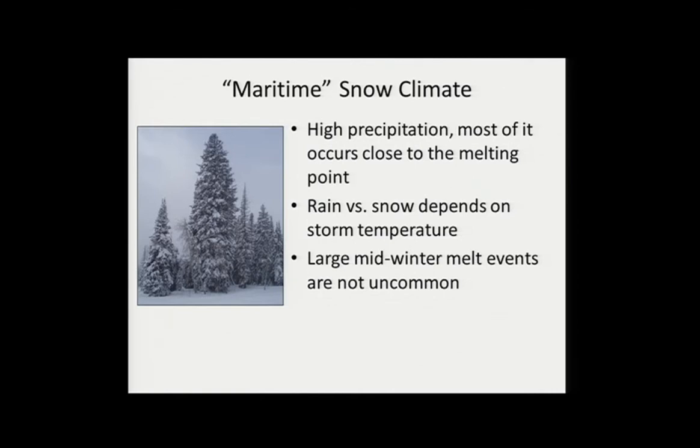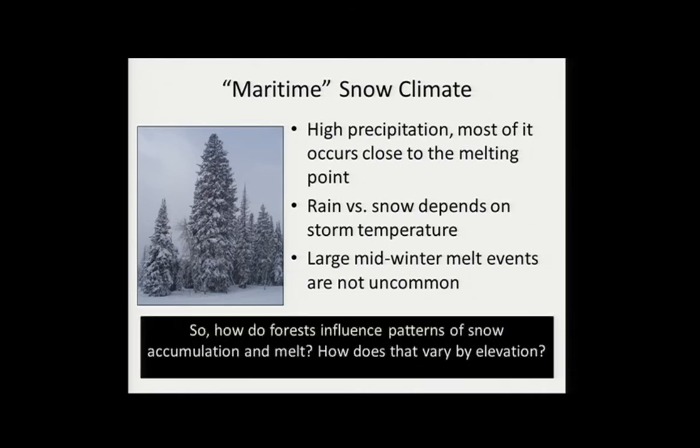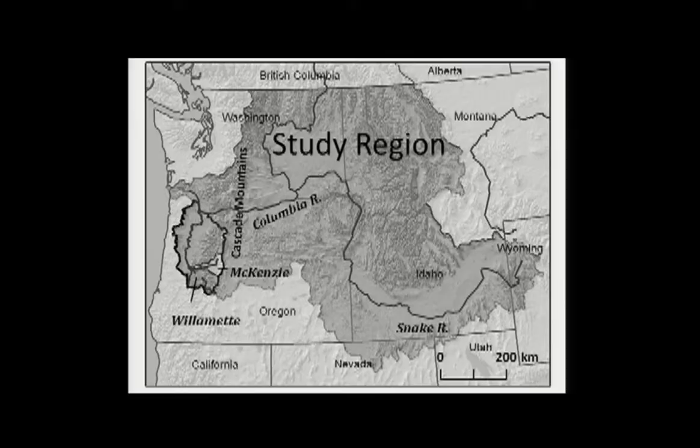So our snowpacks are really sensitive to differences in temperature. And as you know, temperature changes with elevation. So as you go upwards, it's getting colder. So that's why we have this transition from the rain zone to the rain-snow transition zone up to the snow zone. So one of the questions that we have is then, how do forests interact with that snow, and how does the structure of the forest affect these patterns of accumulation and melt?